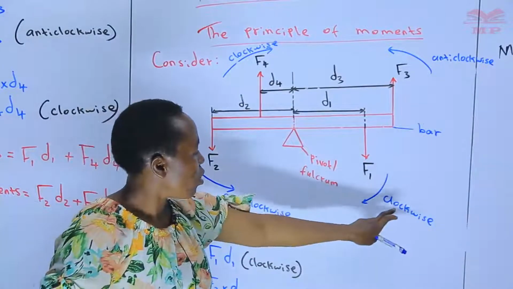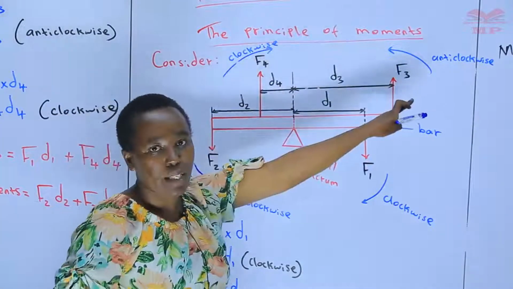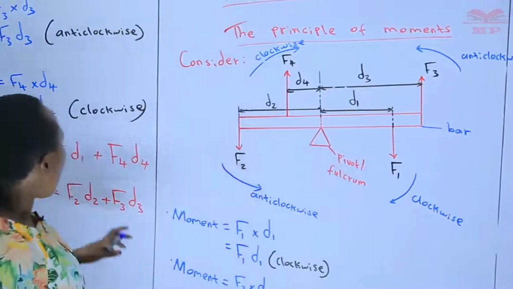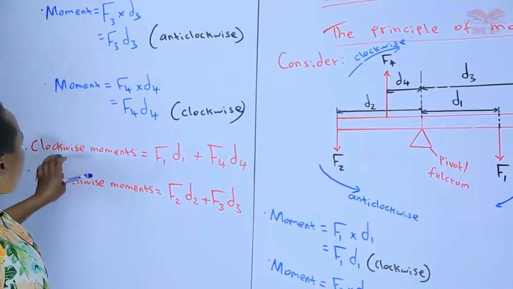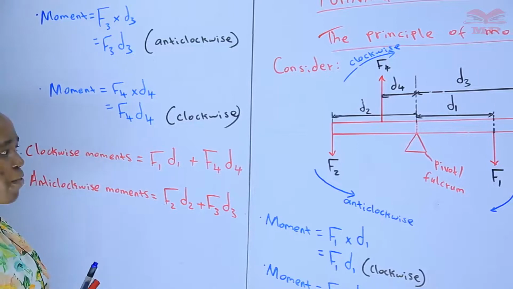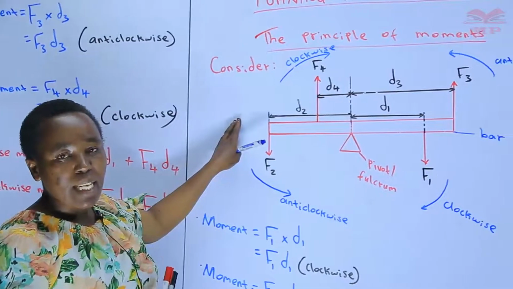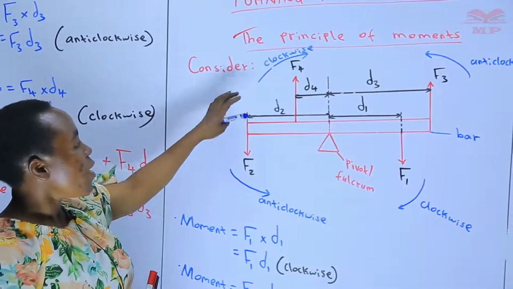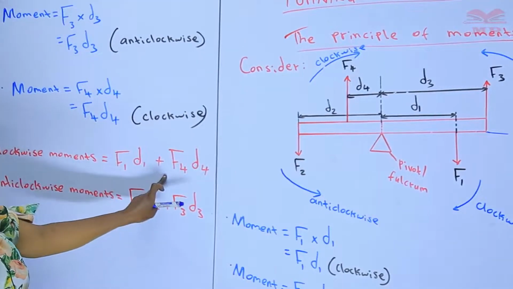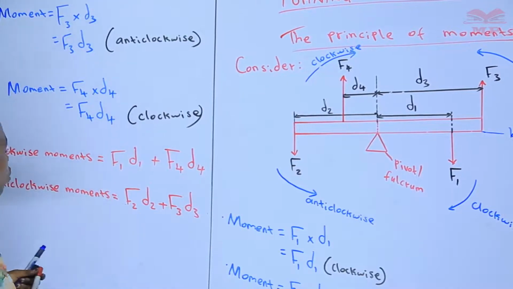So you can see, this is clockwise and clockwise, clockwise and clockwise. Now, we have been able to calculate the clockwise moments and the anti-clockwise moments. Now, if this system is at equilibrium, equilibrium is a state of balance. If it is in equilibrium, the sum of clockwise moments will be equal to the sum of anti-clockwise moments. So you need to note that.